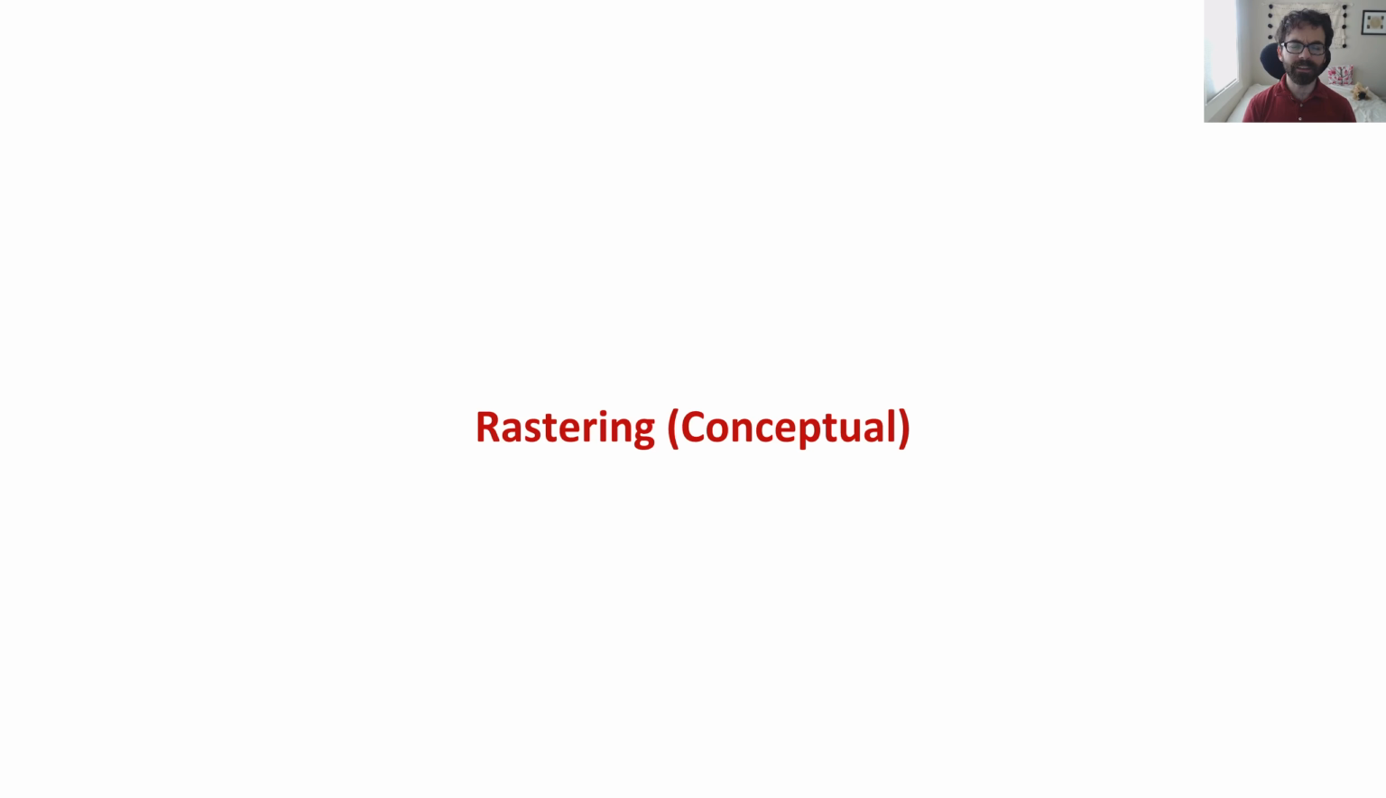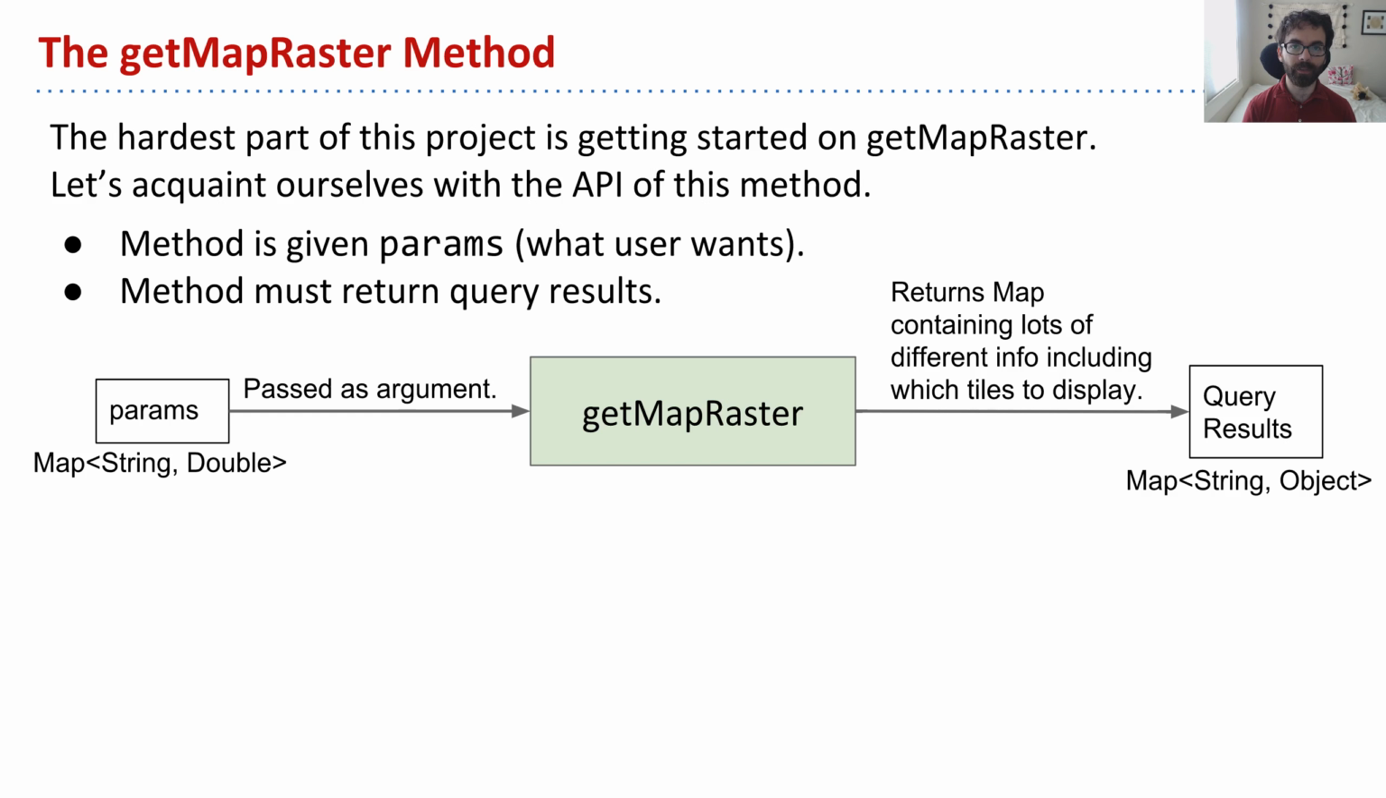One of the hardest things in this entire project is just getting started on this first part, rastering. So the rastering part of the assignment, the user is going to use their web browser and request a certain region of the world, and that's going to be passed as an argument to your function getMapRaster. That is, their request will be passed as an argument, a map from string to doubles. We'll talk about that in a moment.